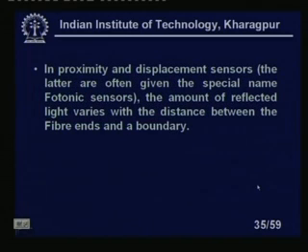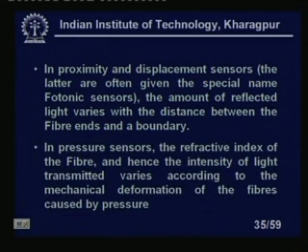In proximity and displacement sensors, the latter are often given the special name photonic sensors, and the amount of reflected light varies with the distance between the fiber ends and the boundary. In pressure sensors, the refractive index of the fiber, and hence the intensity of light transmitted, varies according to the mechanical deformations of the fibers caused by the pressure. We will show some examples.